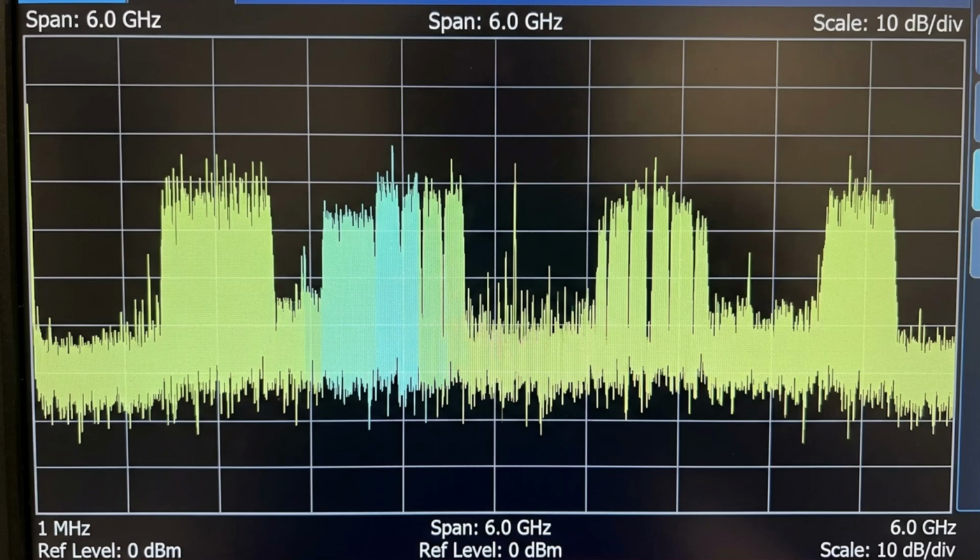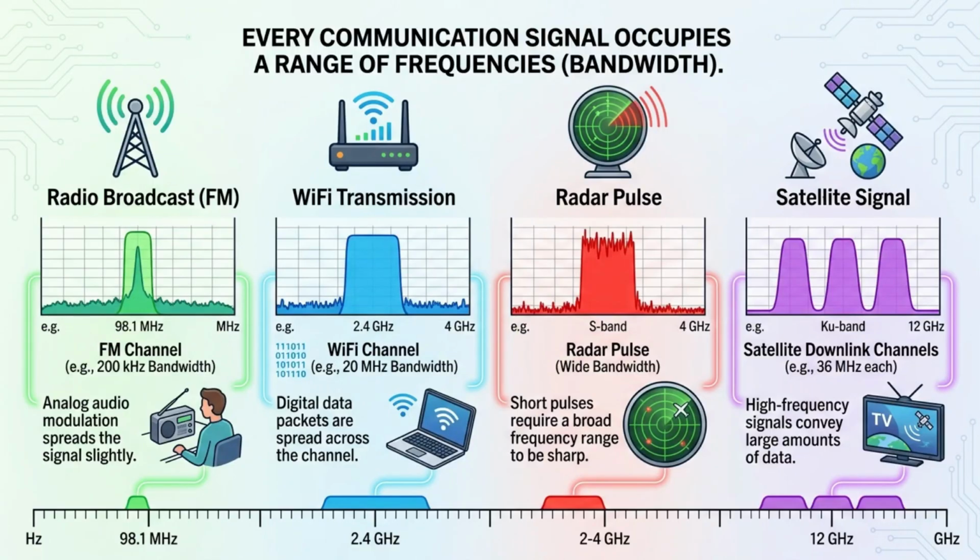Why can some communication systems carry huge amounts of data while others are limited to much lower speeds? The answer often comes down to a single concept: bandwidth. Bandwidth determines how much frequency space a signal occupies and plays a fundamental role in nearly every RF and communication system. Every communication signal occupies a certain range of frequencies.